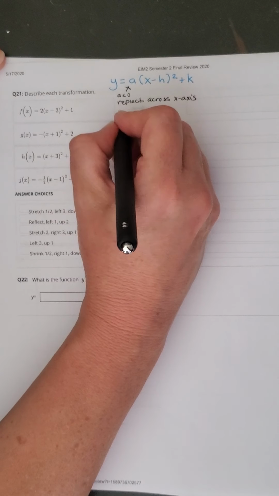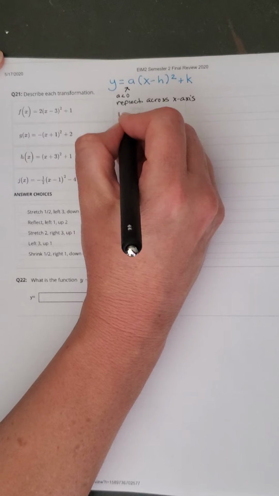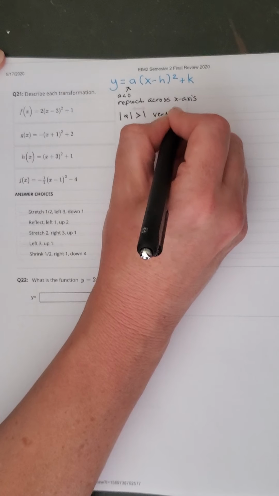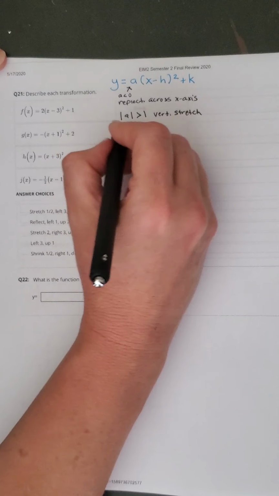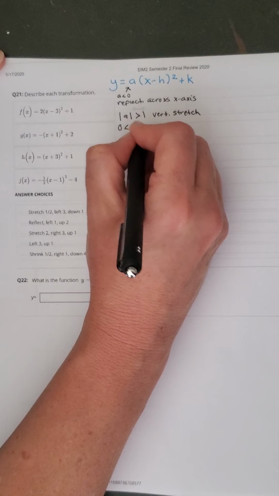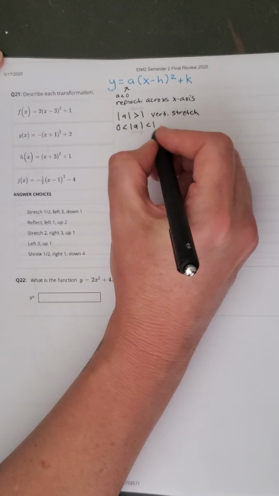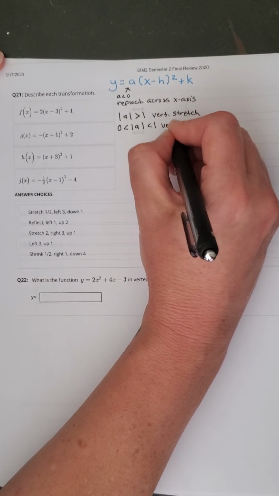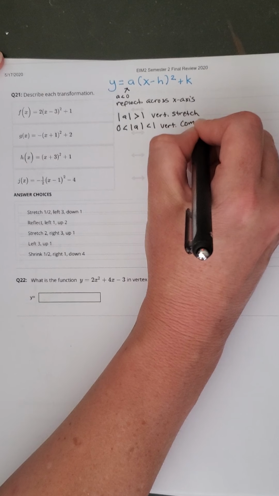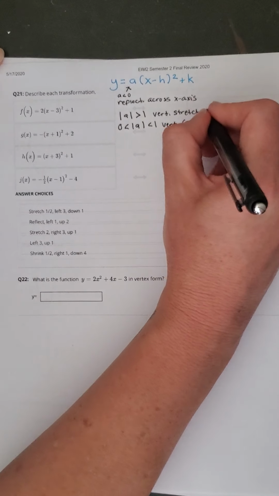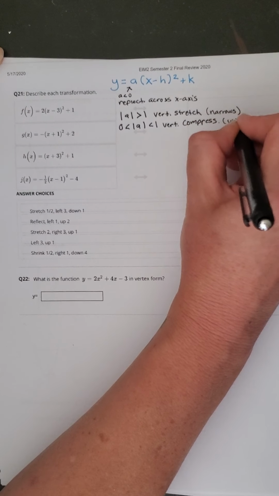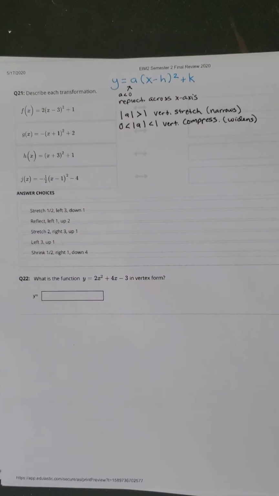And then if the absolute value of A, I don't care about the sign, is larger than 1, this will be a vertical stretch. And if the absolute value of A, again, I don't care about the sign, that just reflects, is between 0 and 1, like a fractional value between 0 and 1, this will be a vertical compression. So here it narrows, right? It gets skinnier. And here it widens. And when I say it widens, I'm talking about from the parent function.